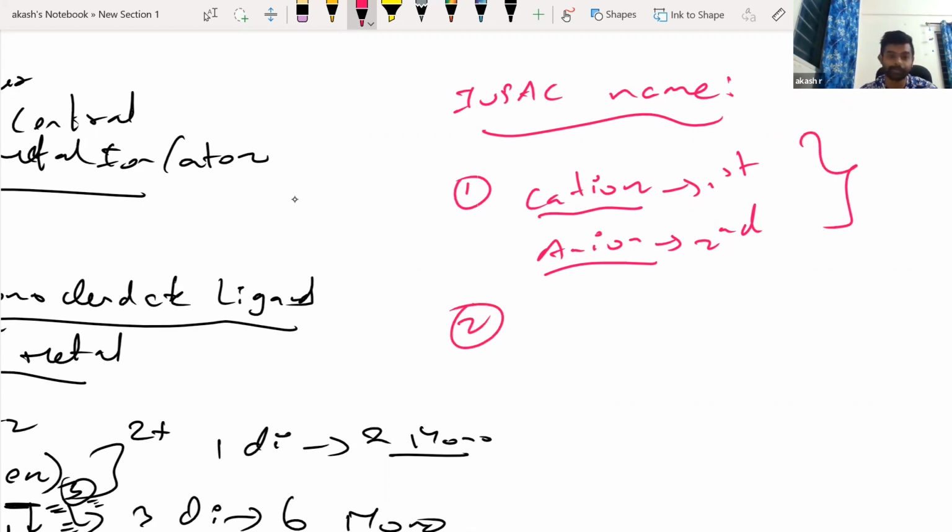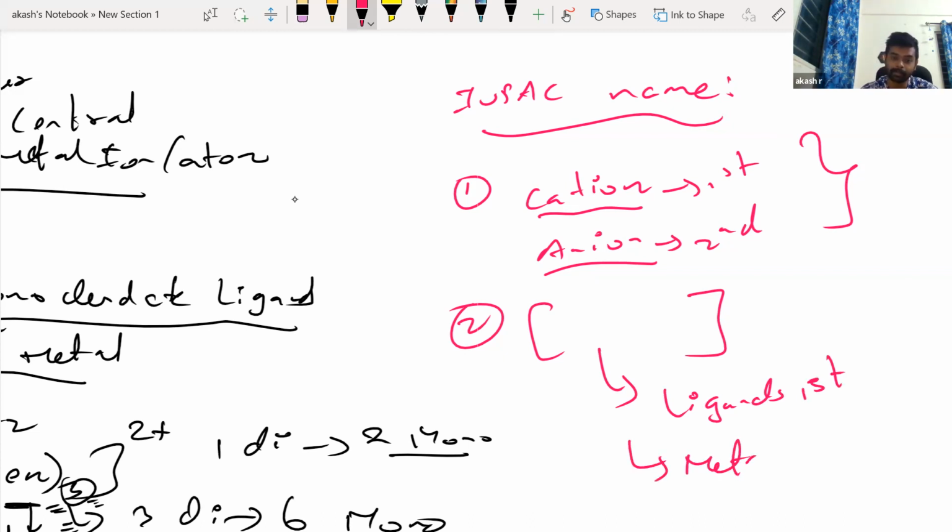The second rule is that whenever you name the coordination sphere, whether it is a cation or an anion, and whether it comes first or second, it doesn't matter. You have to name the ligands first, and only then go for the metal.